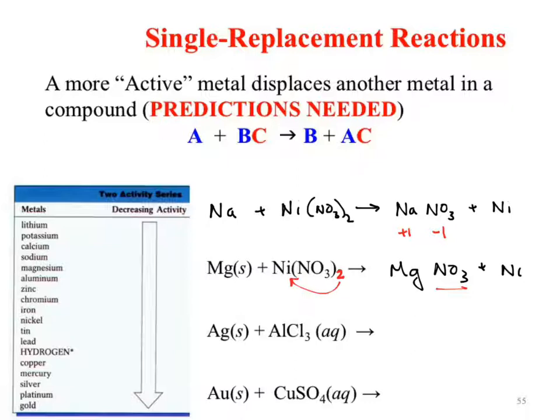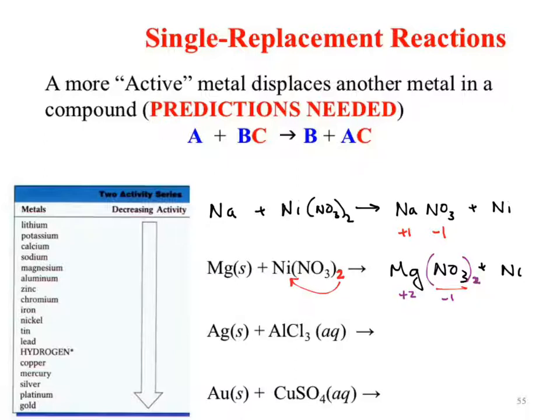Okay. Which brings up the next question. Is that the correct formula? No. Magnesium has what charge? A plus 2. Nitrate has a minus 1. So that formula is not balanced. How do we fix that formula? I need a parenthesis 2.